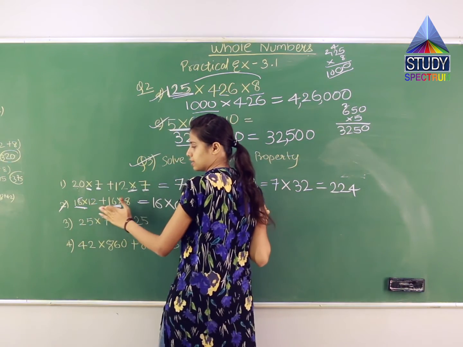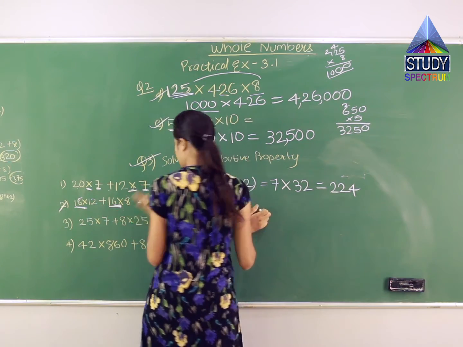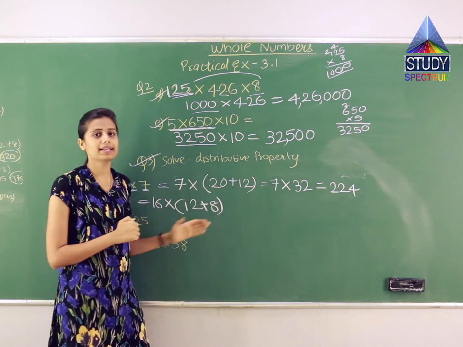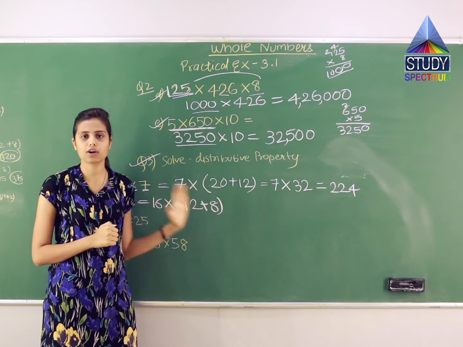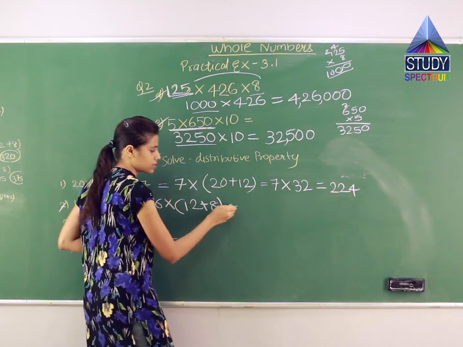See this 12, this plus sign, and this 8 will be inside the bracket. Why inside the bracket? Because these numbers are not repeating. So let us solve this.